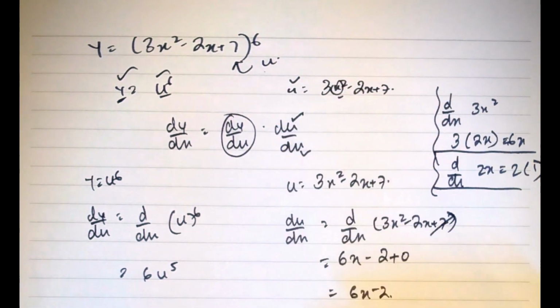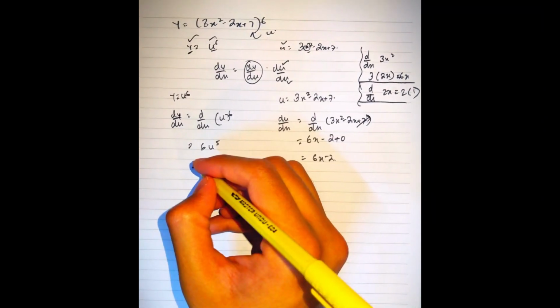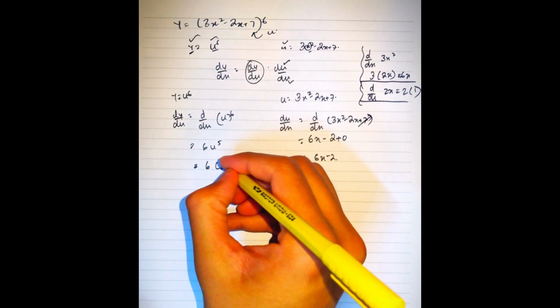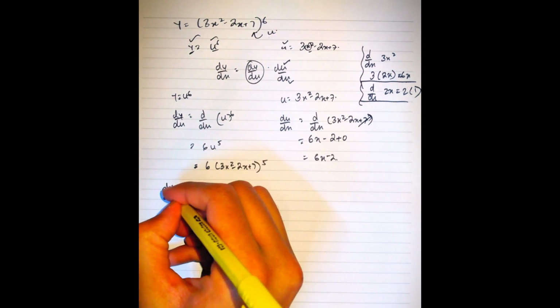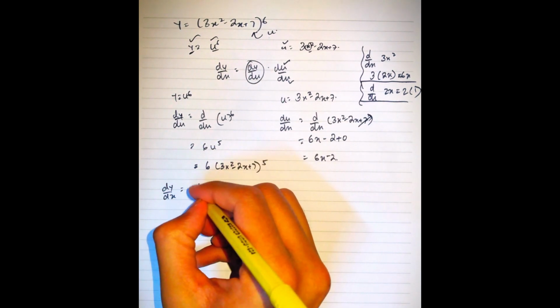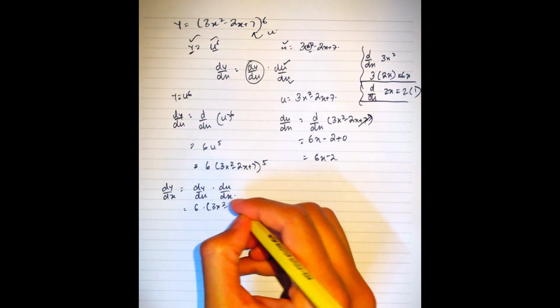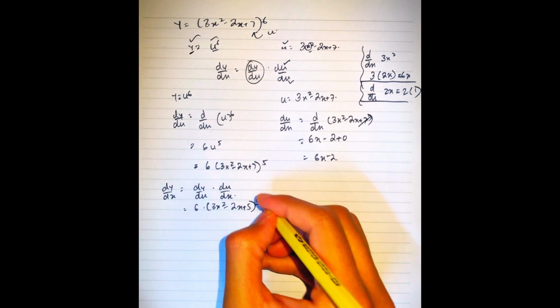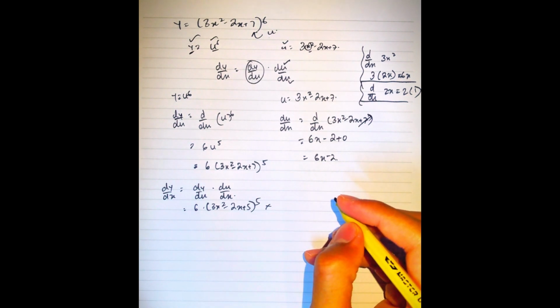And now we can put in the values, but first of all, let's just put the value of u over here. So what is the value of u? (3x squared minus 2x plus 7) power 5. With that said, let's begin putting these values into the chain rule. So what is dy by du? It is 6 (3x squared minus 2x plus 7) power 5 multiplied by du by dx. What is du by dx? It is actually 6x minus 2.